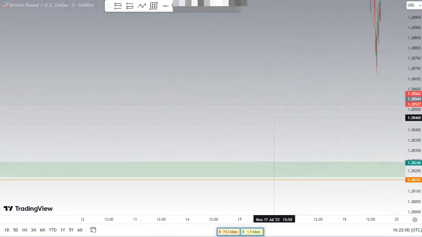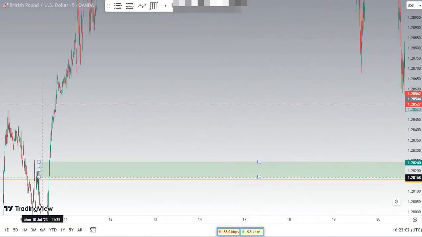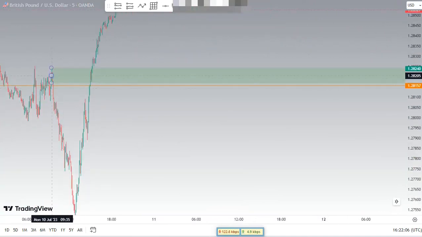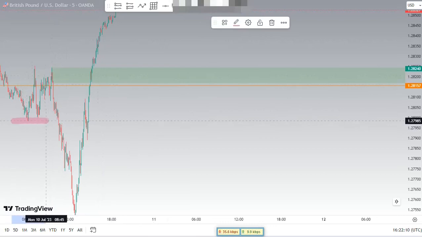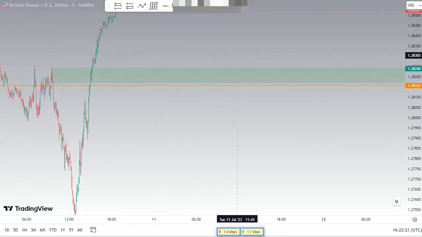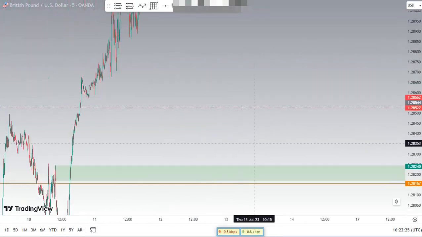Okay, so let me just show you really quickly. So we got that from this breaker block here. So this was the last unmitigated supply here that broke structure here to the downside. Okay, so with respect to the break to the downside, and then the supply point here was disrespected. So due to that, we're able to get this point to be a valid breaker to target.